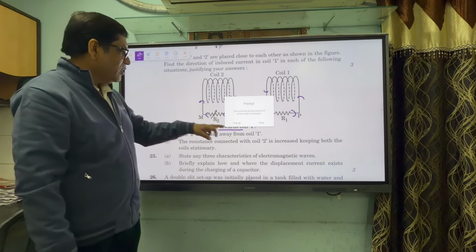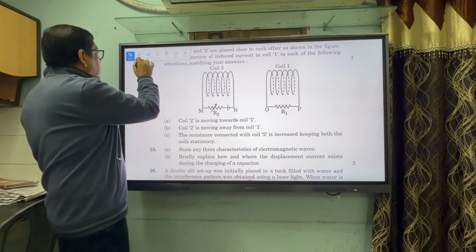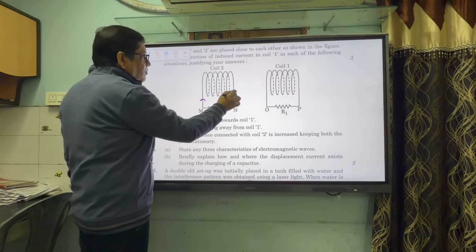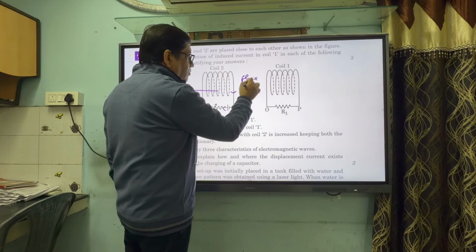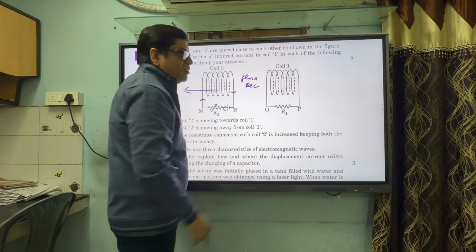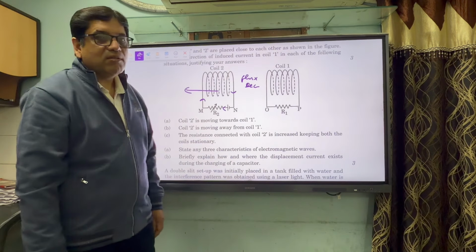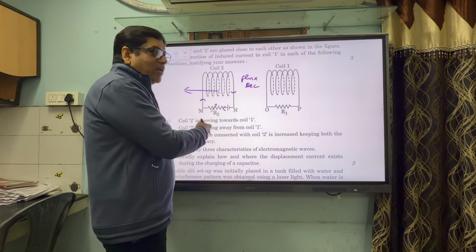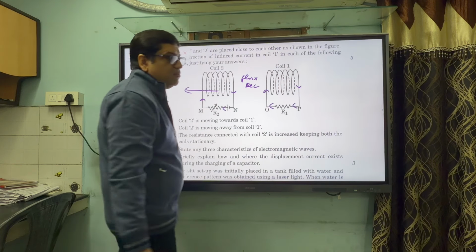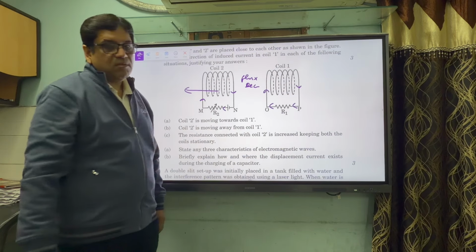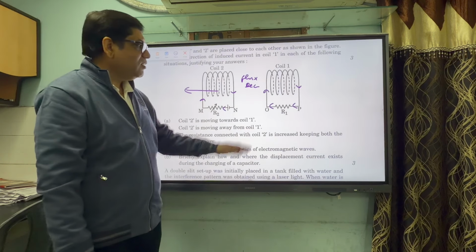In the second case, coil 2 is moving away from coil 1. Here the current was again clockwise. Now this coil is moving away, so the flux is decreasing here. According to Lenz's law, now this will try to help. The flux is decreasing, so it will produce flux in the same direction. So if the current here is clockwise, what will be produced there? Clockwise will be produced, because flux is decreasing. When flux is increasing, this current will be opposite to this. When flux is decreasing, this current will be in the same direction.